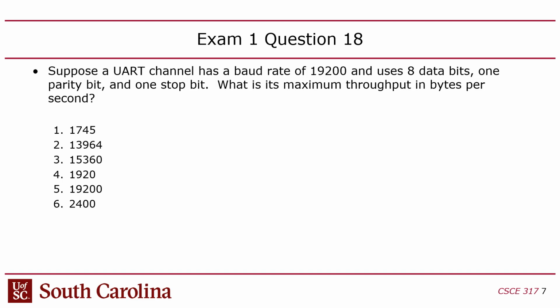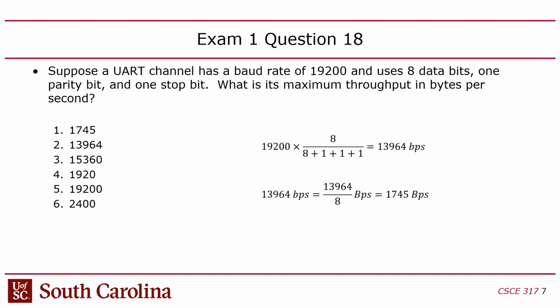So I kind of threw you a curveball here because normally in the quizzes I ask for bits per second, but in this case it's bytes per second. So you have to do the calculation and divide by 8. The idea was that you take 19,200 and multiply it by the ratio between the payload, which is 8 bits, over the total number of bits transacted, which is data, start, stop, and parity, which is 11. So 8 over 11 is the ratio. And that ends up being 13,964 bits per second. Then you have to divide that by 8 to get 1,745 bytes per second.